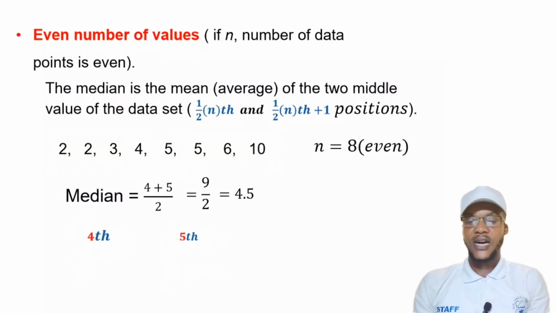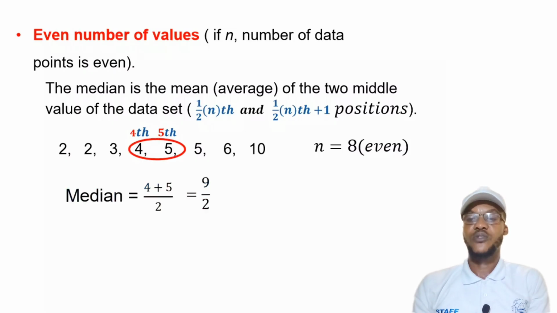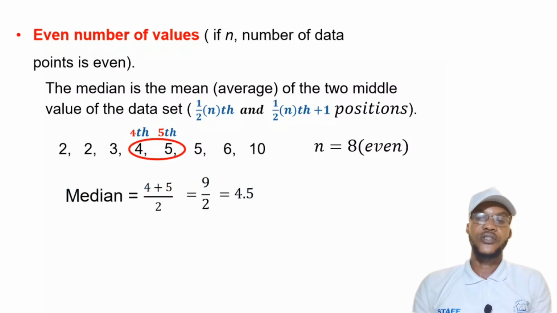So we are going to identify which number of the data set is in the fourth position and which number is in the fifth position. So we realize that we are going to get 4 and 5 for the fourth and the fifth position respectively. Once we are able to identify these two numbers for these two positions, then we find the average. And it's the same thing, it gives you the same. So that is 4.5. Very interesting.